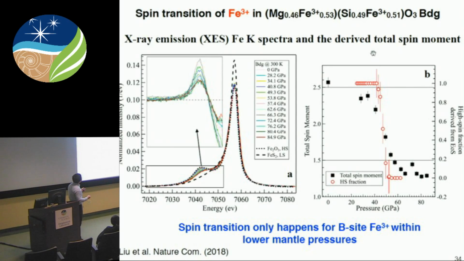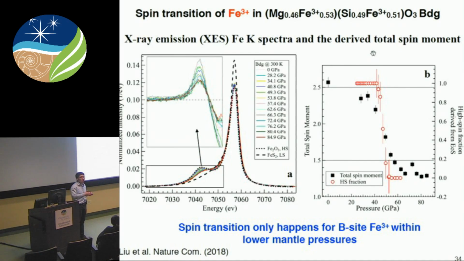So we further conducted X-ray emission measurements on this sample. Those are the X-ray emission data. For this satellite peak, its area is associated with the spin moment. What we see is that it starts to drop around 30 or 40 GPa and reaches a plateau at about 60 GPa. And then we can derive the corresponding spin moment, the initial one being the black squares.